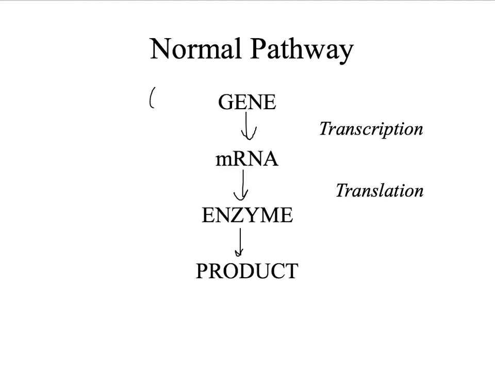Just a reminder, this gene is the DNA. It gets changed into messenger RNA via transcription. The enzyme is our protein, which gets made via translation. And then finally some end product. So if a gene is working, if it's running, if it's doing what it needs to do, this is a very common scenario for what it might do. It might make an enzyme that creates a product.